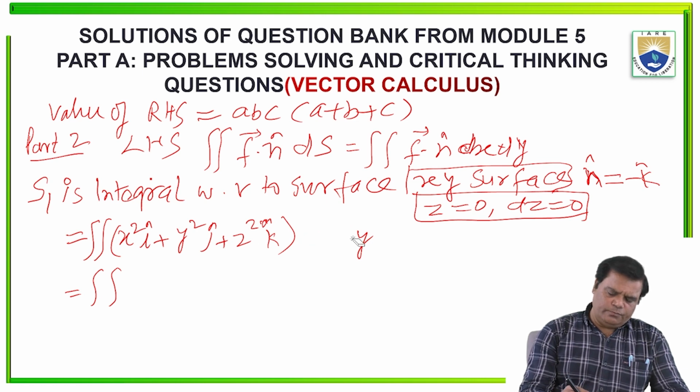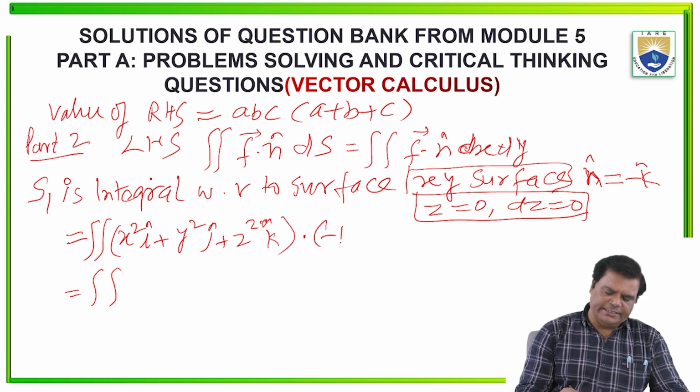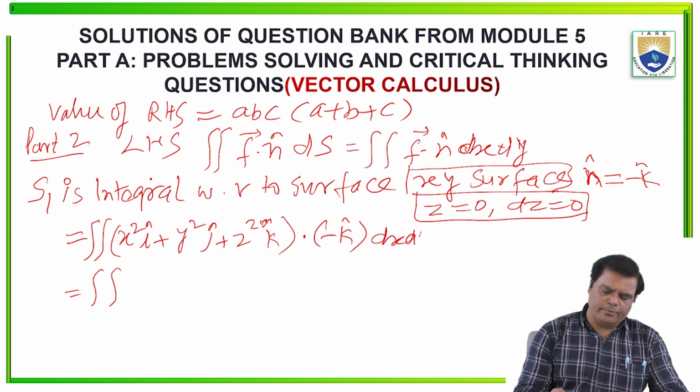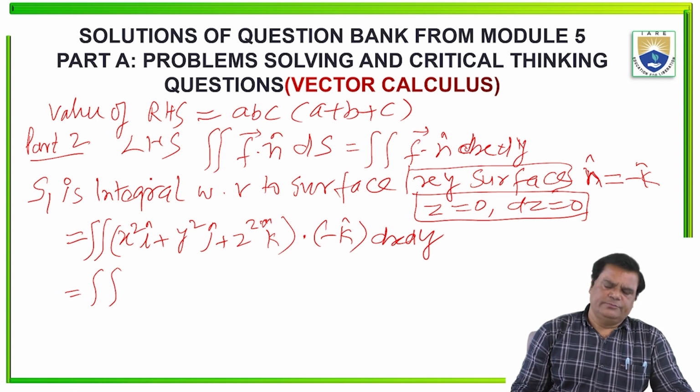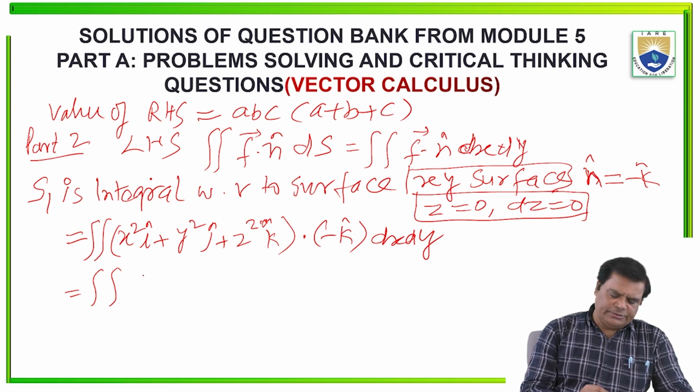Putting dot n equal to minus k. Here dx and dy are along the xy plane, and z is 0 there. So here the integration is multiplied by minus k, giving minus z square, and z is 0. k dot k, other results are 0. So the integral is 0.